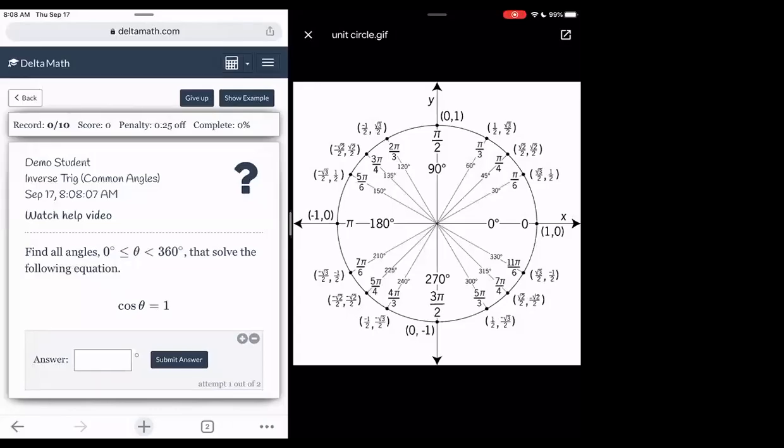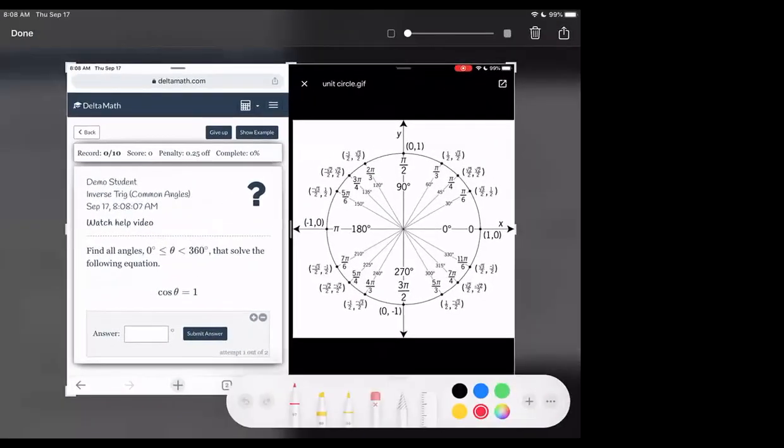All right, so for this section, the instructions say find all angles from 0 degrees to 360 degrees that solve the following equation. Cosine of theta is equal to 1. Okay, so let me screenshot this so that I can point and write and all of that good stuff.